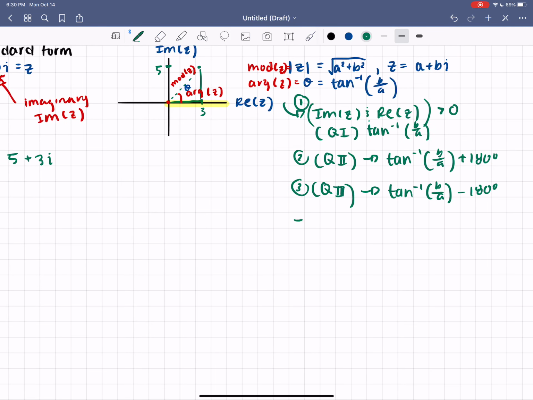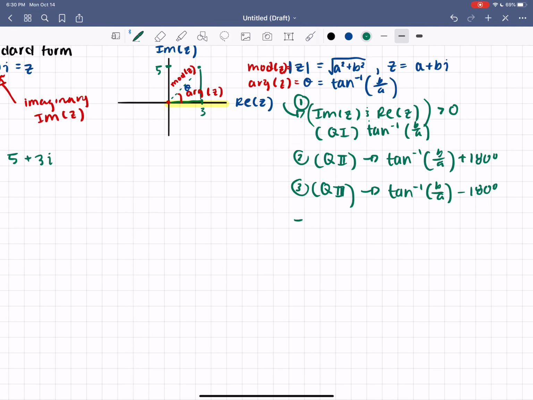And then your final instance would be in quadrant 4, where your real number is positive, but your imaginary number is negative. So in quadrant 4, the formula for theta is just tan^-1 of b over a. So those are your 4 instances. So I think it might be useful if we do an example.